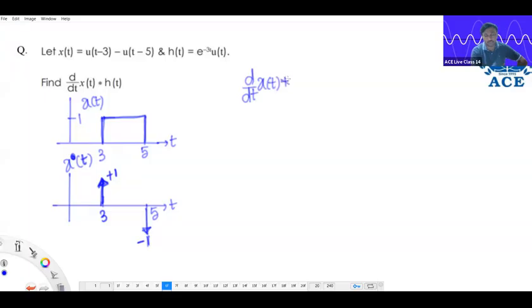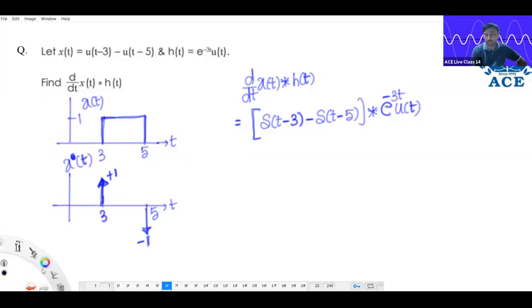d by dt of x of t convolved with h of t. What is the mathematical expression of the differentiated signal? Impulse at 3 has positive weight, impulse at 5 has negative weight, convolved with e power minus 3t u of t.